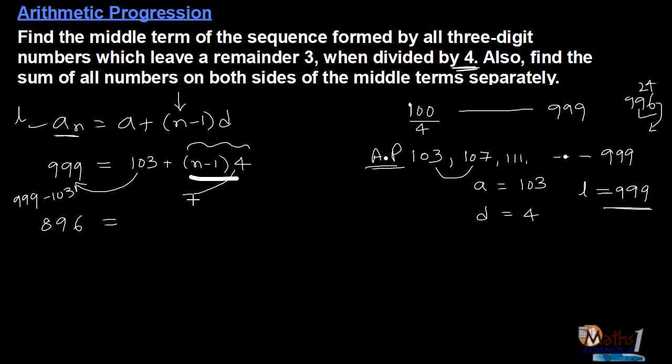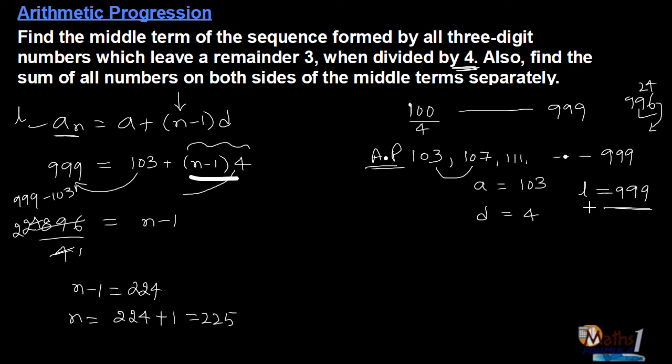Then if I transpose 4, that will become divided by 4. I will be left with n minus 1. 4 ones are 4, 4 twos are 8, one more 4 twos are 8, 4 fours are 16. So I get n minus 1 equals, I'm going to change RHS to LHS, LHS to RHS, 224. So n will be equal to 224 plus, if I transpose 1, that's going to be 225.